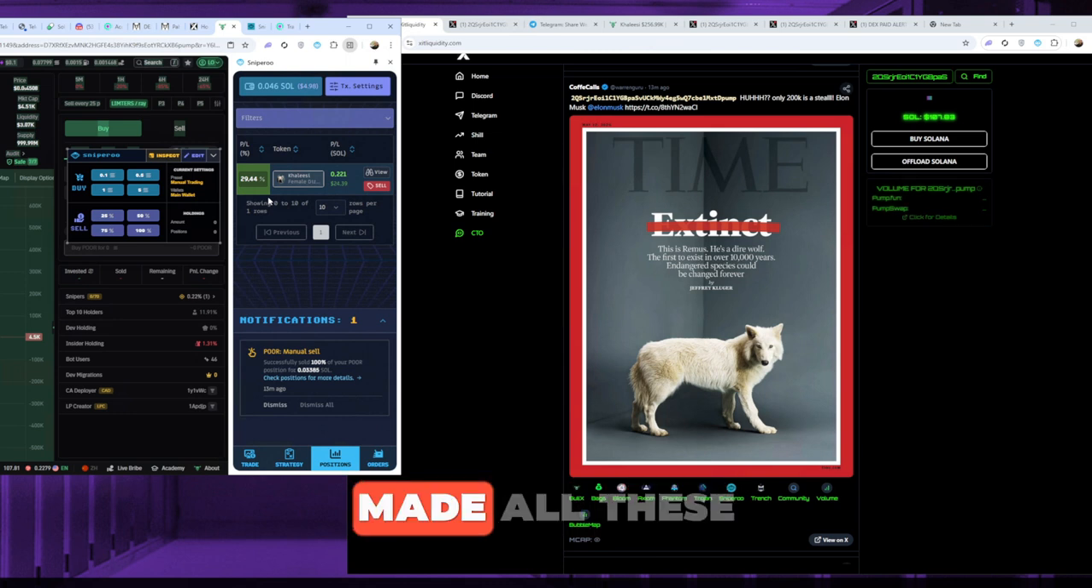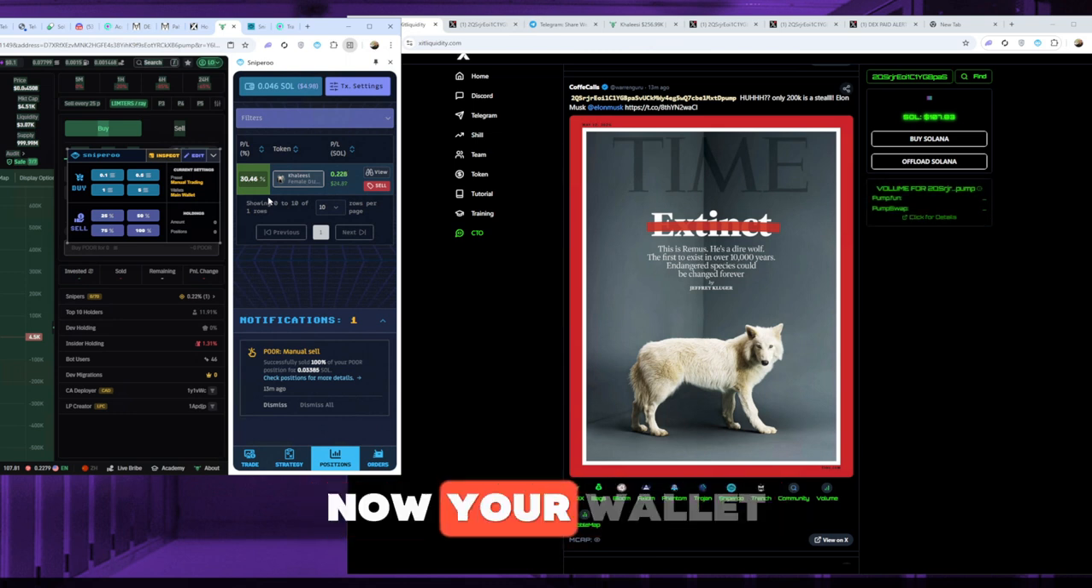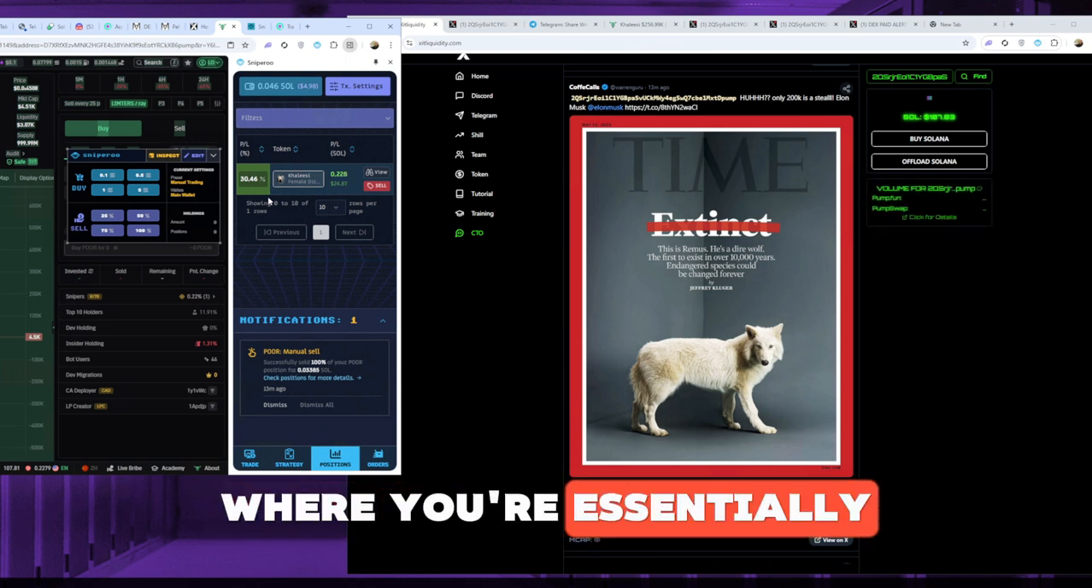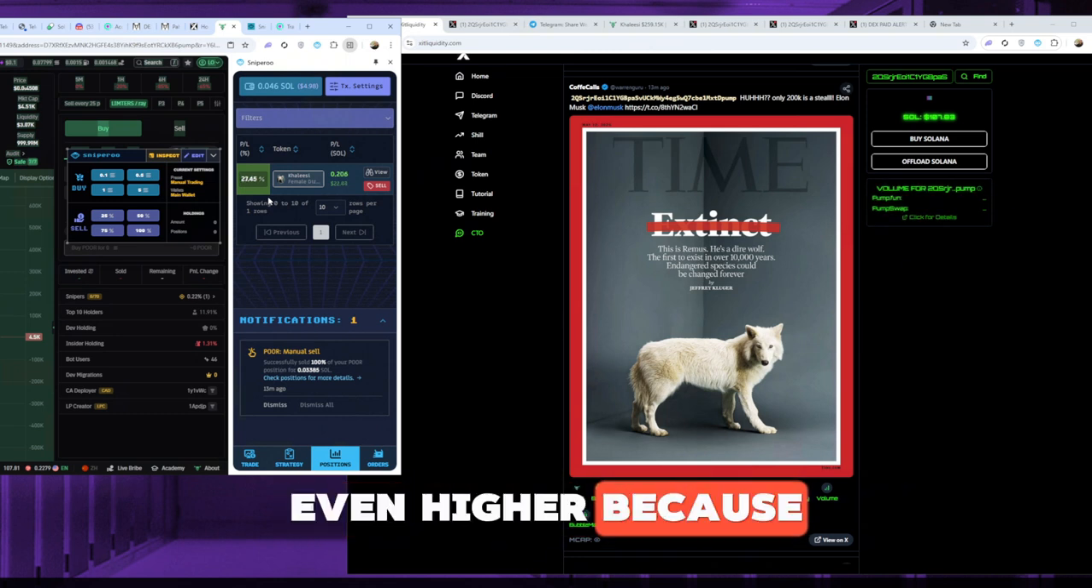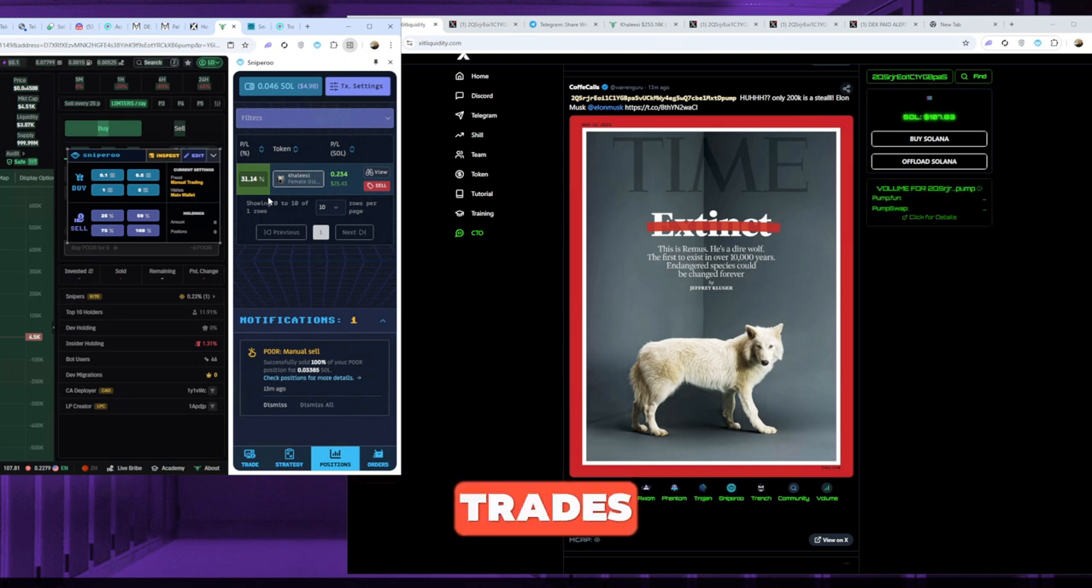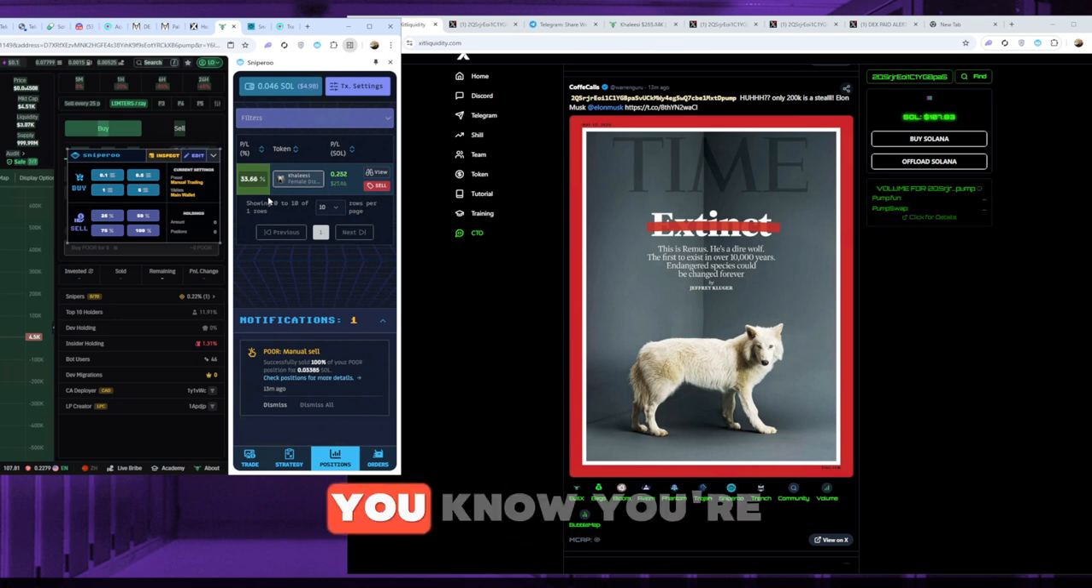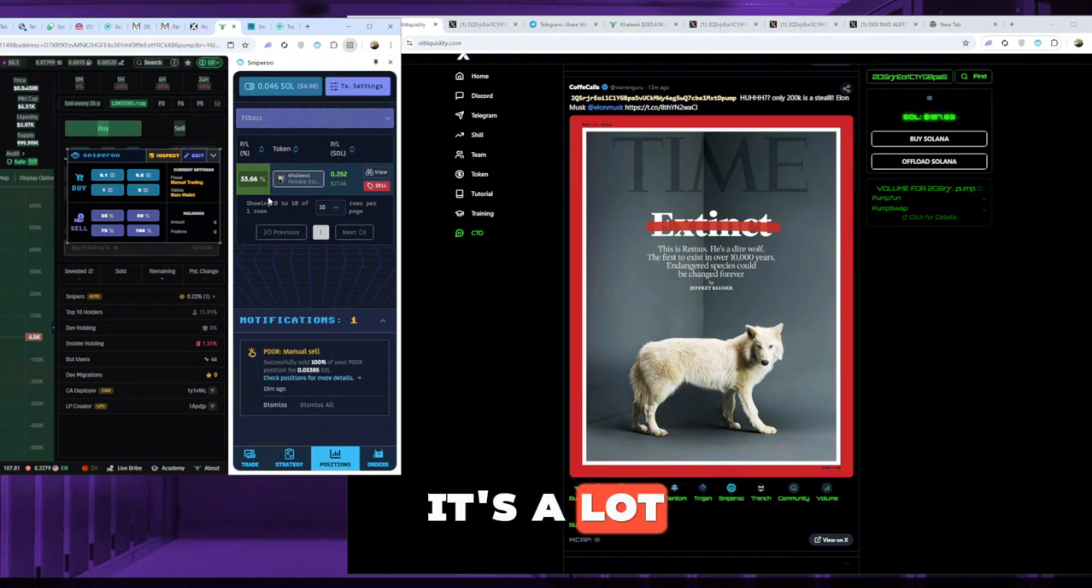Now you made all these plays. What happens now? Now your wallet becomes tracked, where you're essentially starting to find profits even higher because people are coming in right after you or trying to front run your trades, just for the fact that you're able to literally, a lot of this comes down to it.